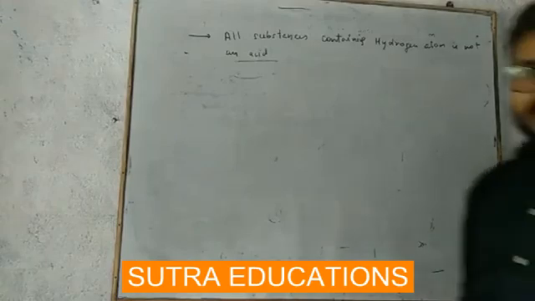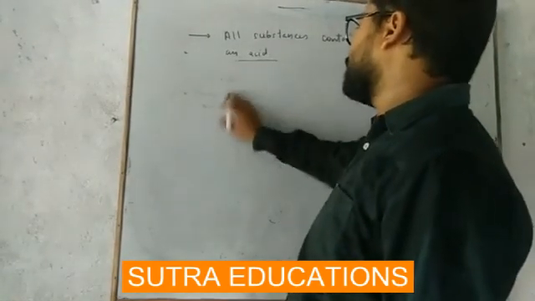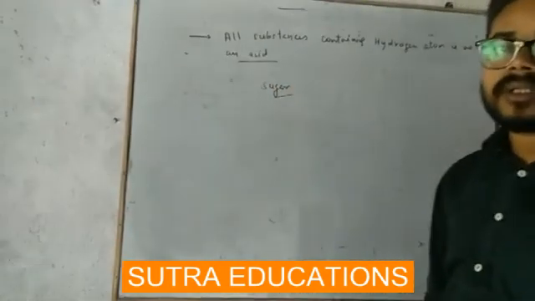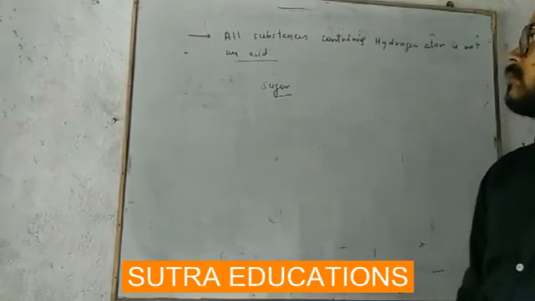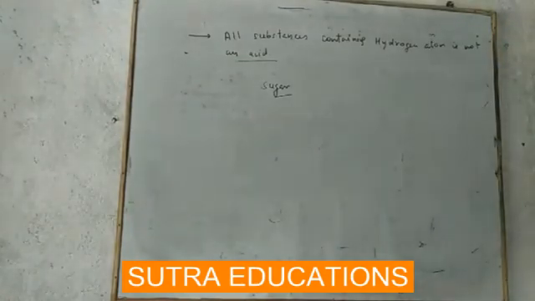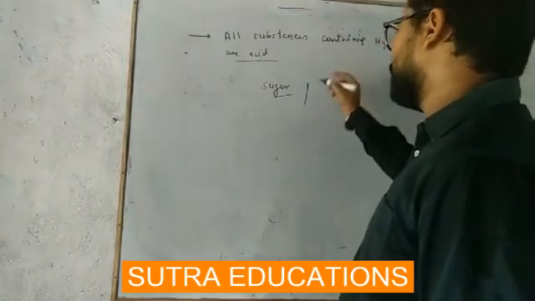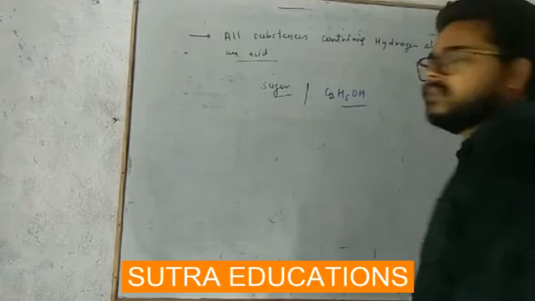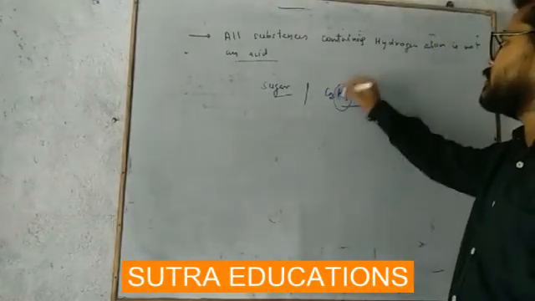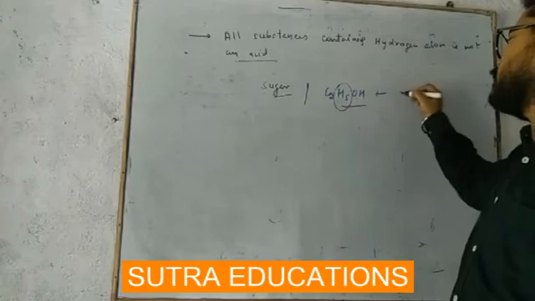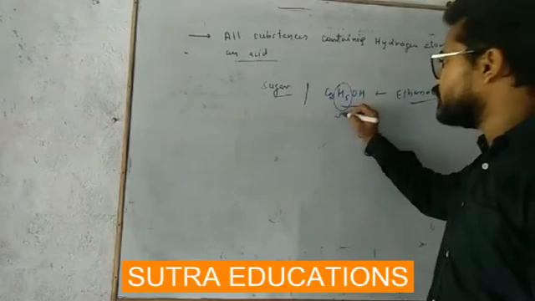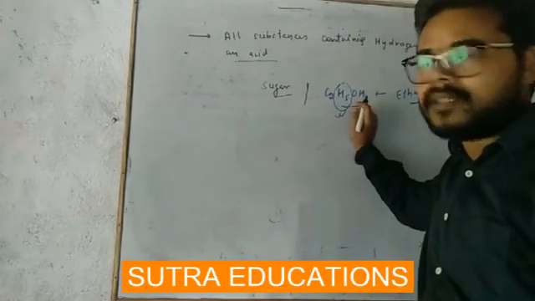What does this mean? Say it is sugar. You have heard of sugar. Many more things we can say. Say it is alcohol, say it is C2H5OH. Here hydrogen is present in C2H5OH. It is actually ethanol. So in this you can see the hydrogen atom is present.